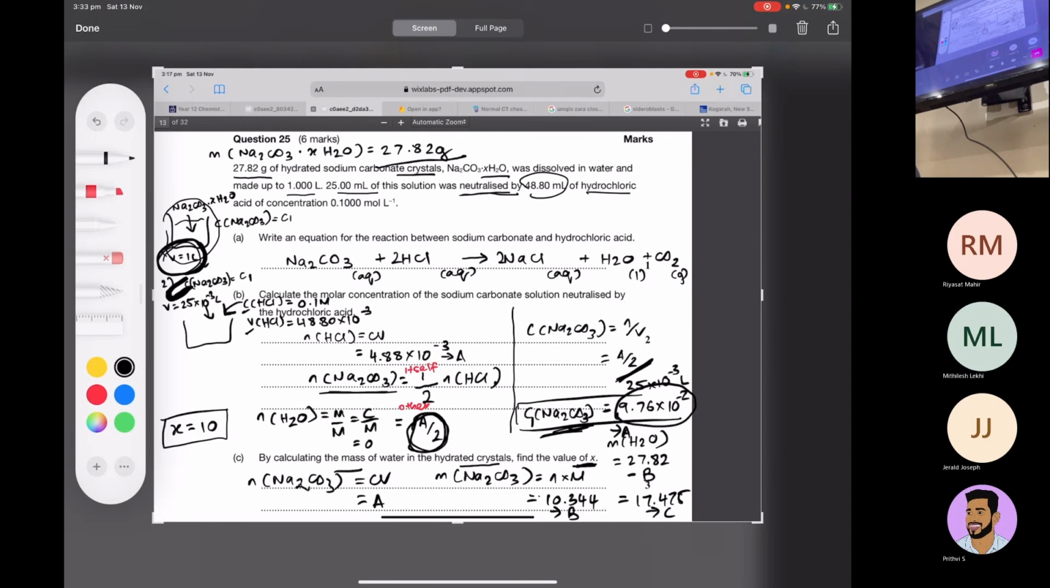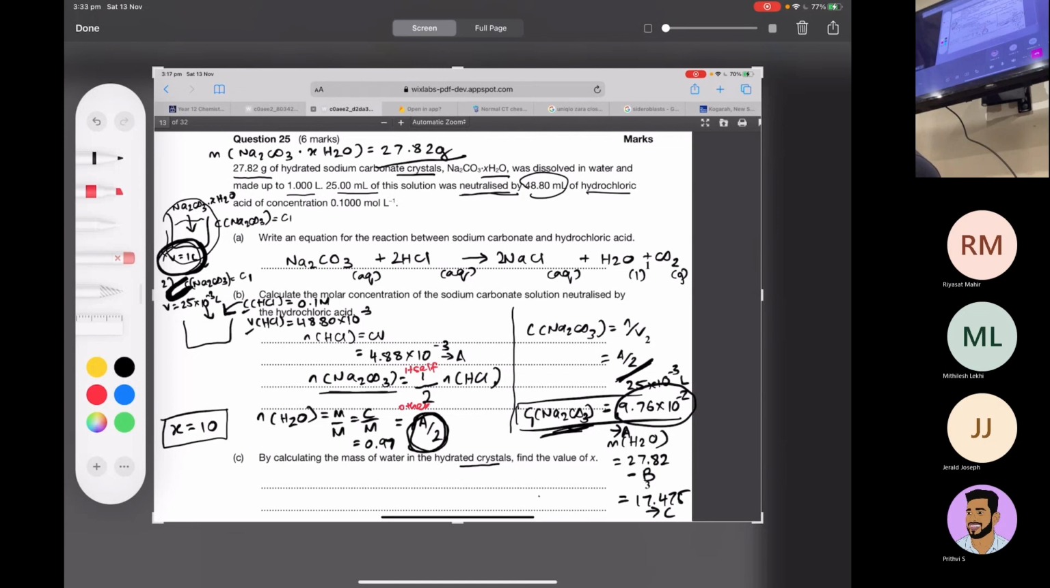0.97. Okay. So what do you do next? So you would divide the number of moles of H2O by the number of moles of sodium carbonate. Okay. Now, does everyone understand why he did that? Why do we divide the number of moles of H2O with the number of moles of sodium carbonate?